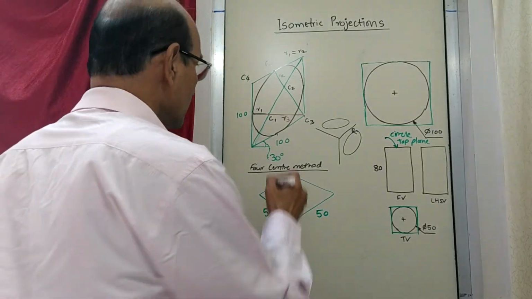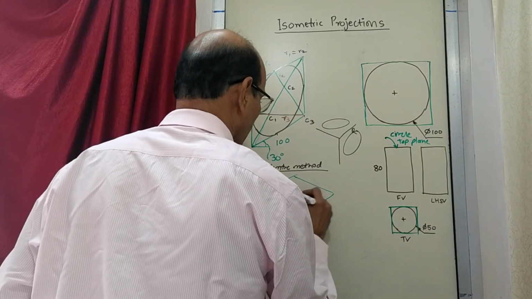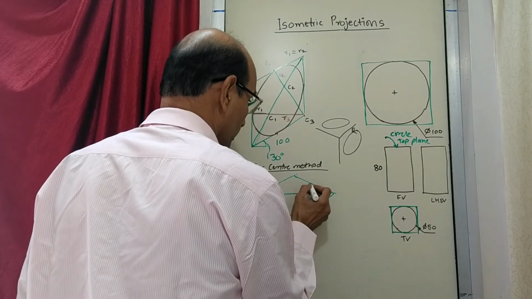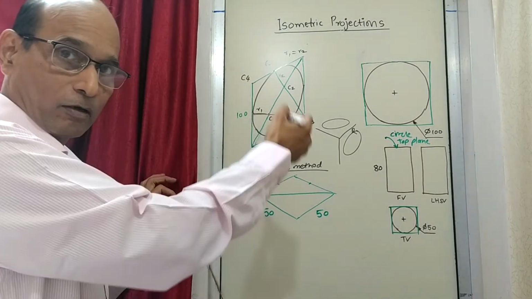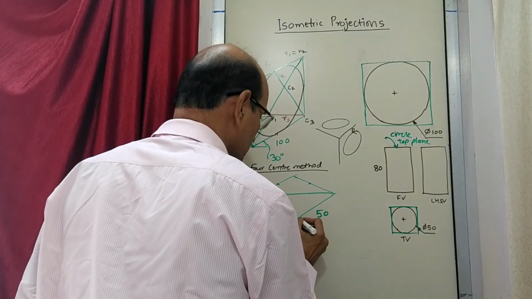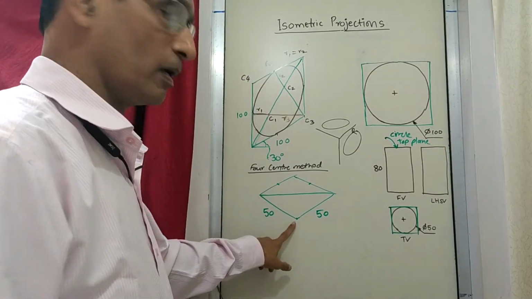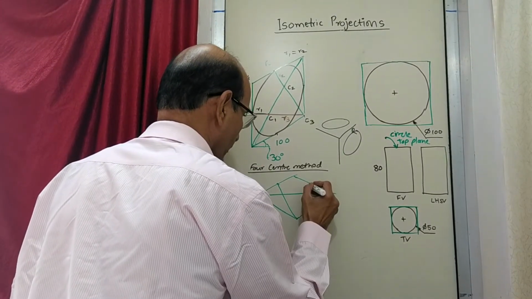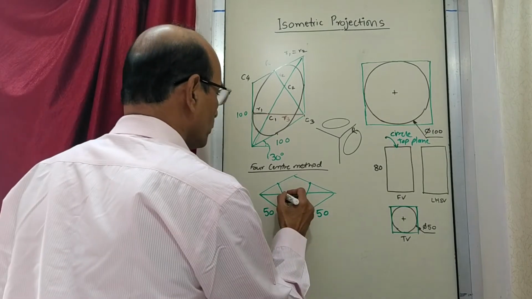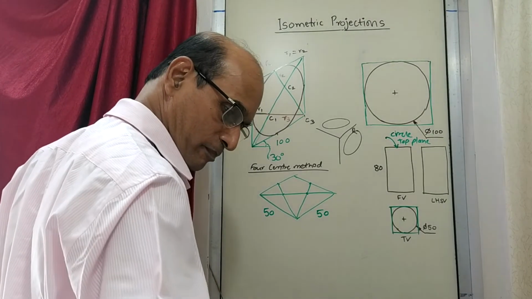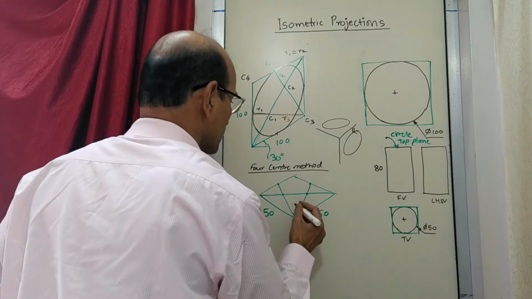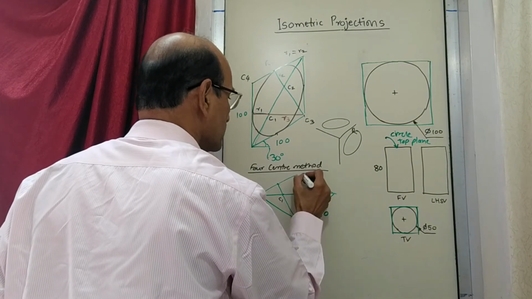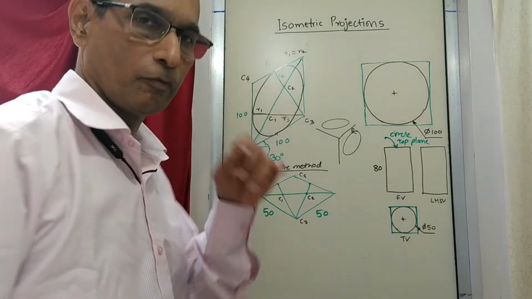Then the next thing is to draw the long diagonal. Then get the center point of the other two lines on one side of the diagonal, and on this side select the corner of the square. Then join. So that will give you four centers. So where are the centers? C1, C2, C3 and C4. So we got the four centers.